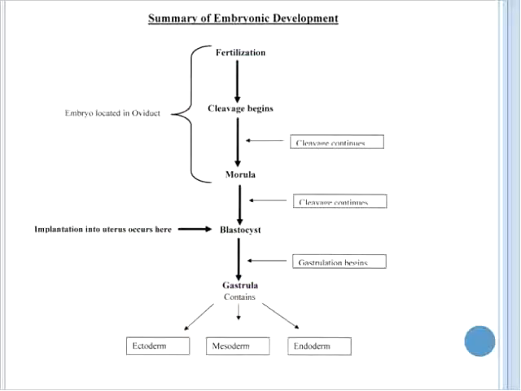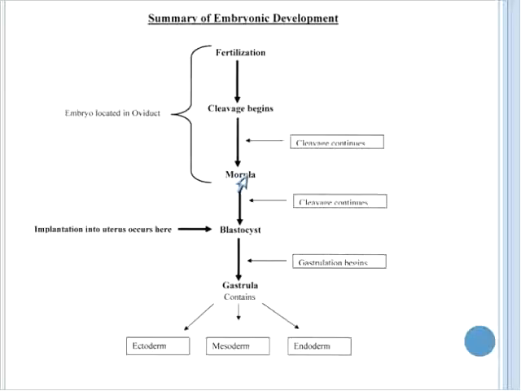In summary, we can look at embryonic development as follows. The initial stage is, of course, fertilization. Following fertilization, cleavage begins, rapid cell division without growth, eventually forming the morula. This all occurs within the oviduct.